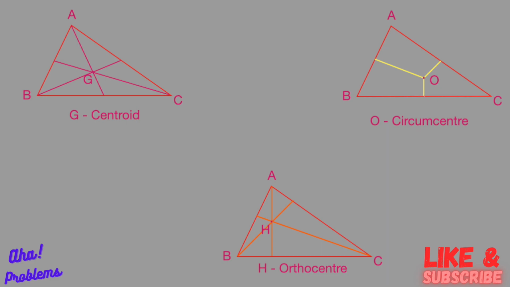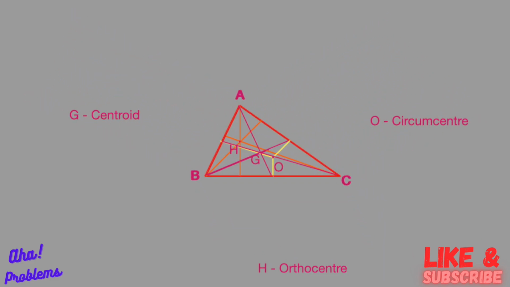Now let's put all these three configurations together. And when we put them together, let's erase all the lines so that we can see the centers clearly. Now, we're going to show these three centers lie on a common line called the Euler line. Let's go.